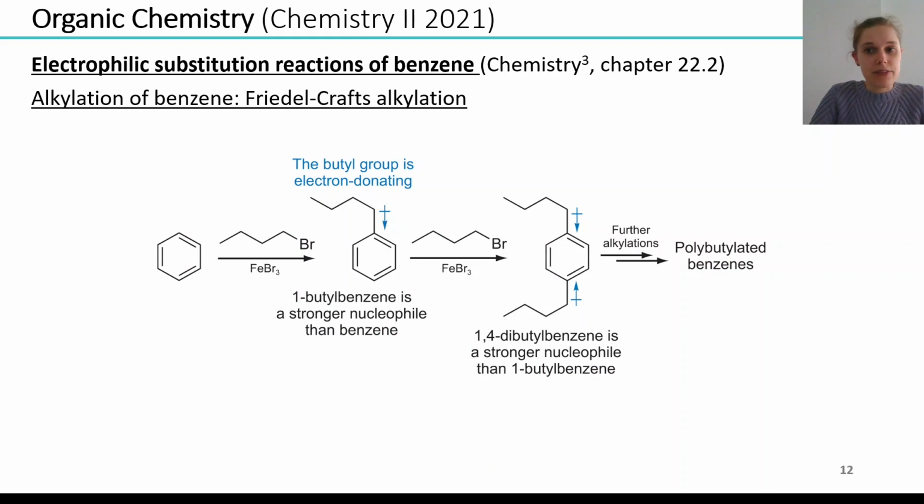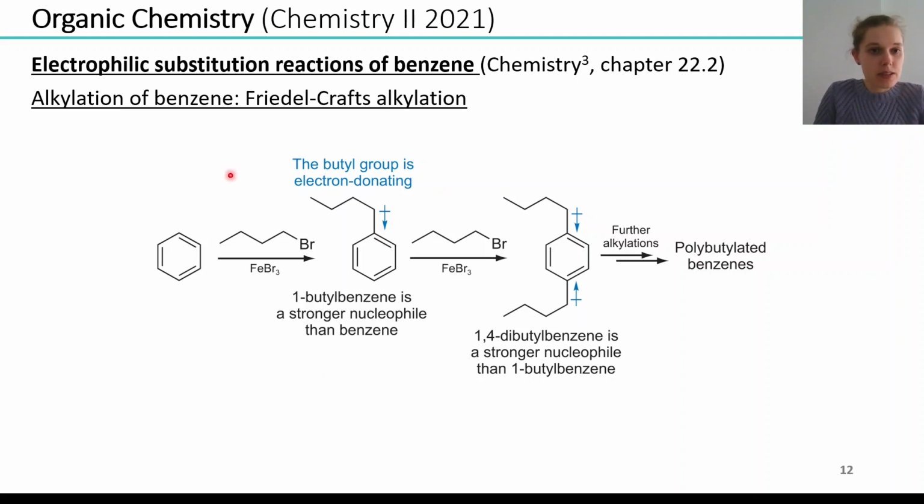And the other reason why Friedel-Crafts alkylations yield multiple products is that polyalkylations take place. It is difficult to only introduce one alkyl substituent because the substitution of one hydrogen atom by an electron-donating alkyl group makes the ring more nucleophilic and hence more reactive. So accordingly, it is favored to start further electrophilic substitution reactions as soon as the benzene ring has one alkyl substituent. And this is indicated here by this blue arrow.